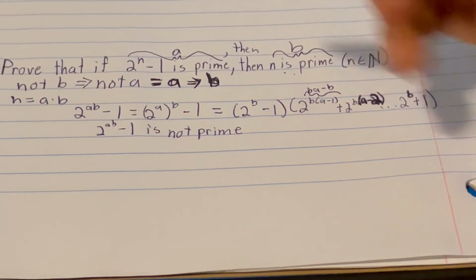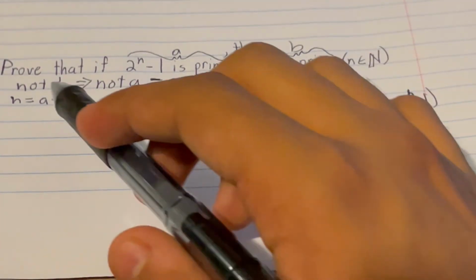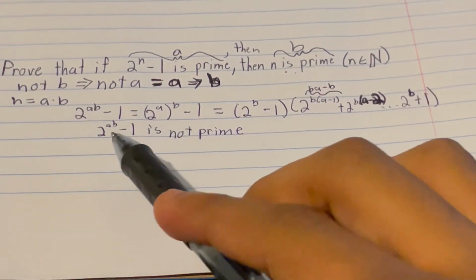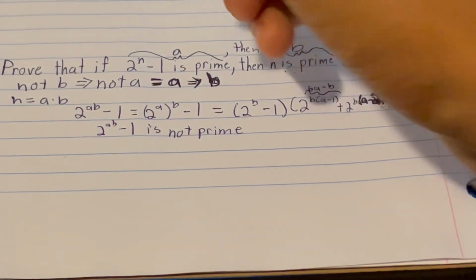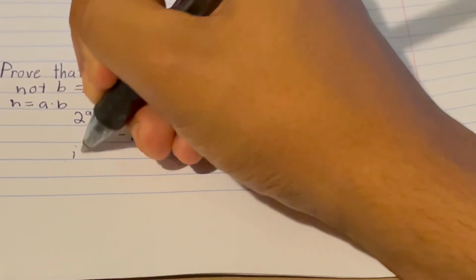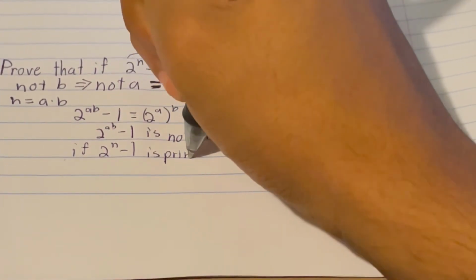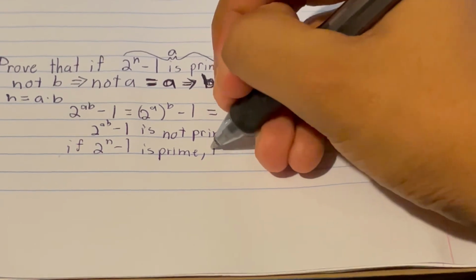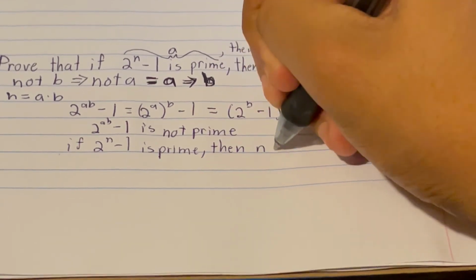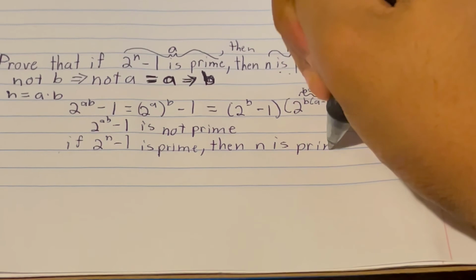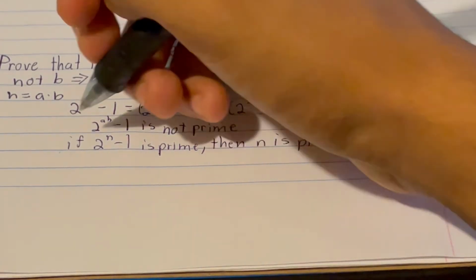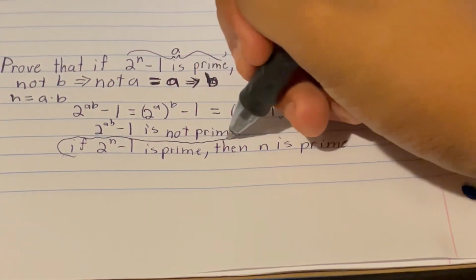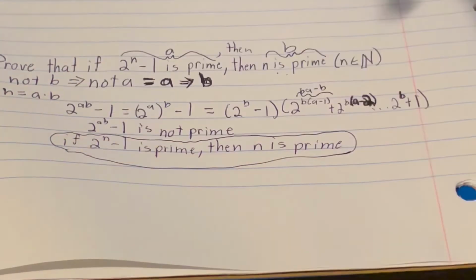And finally, since we proved that if n is not prime, then 2 to the power of n minus 1 is not prime, we have effectively proved that if 2 to the power of n minus 1 is prime, then n is prime. Again, because the contrapositive equals the original statement. Circle this. 2 to the power of n minus 1 is prime, then n is prime, and we are done.